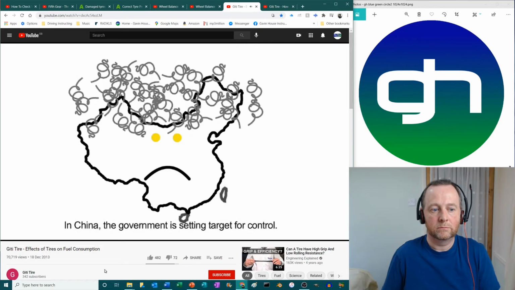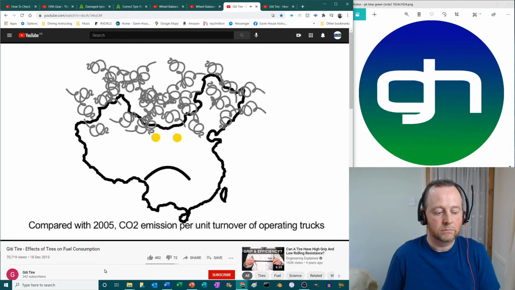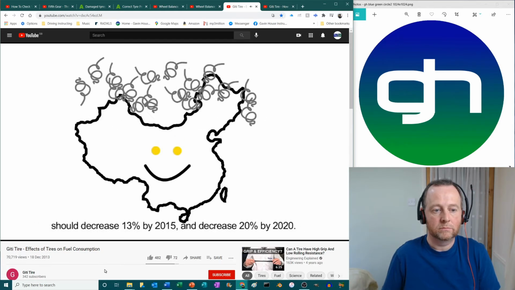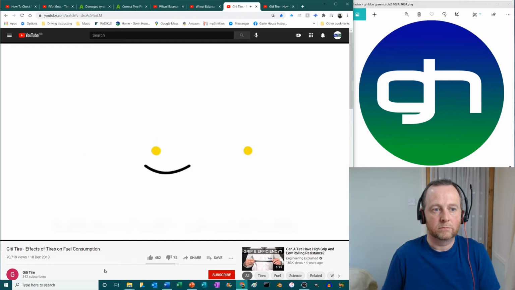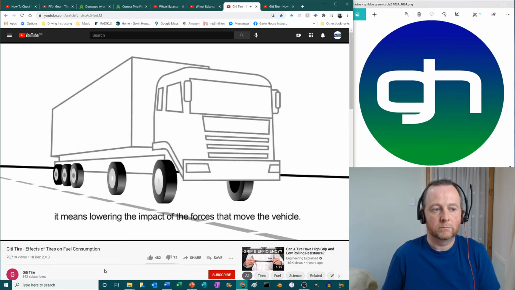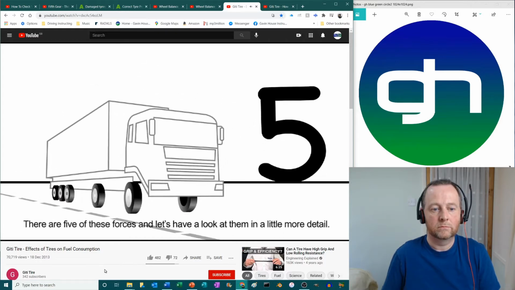In China, the government is setting targets for control. Compared with 2005, CO2 emissions per unit turnover of operating trucks should decrease 13% by 2015 and decrease 20% by 2020. Reduce fuel consumption and reduce carbon dioxide emission. It means lowering the impact of the forces that move the vehicle. There are 5 of these forces. Let's have a look at them in a little more detail.